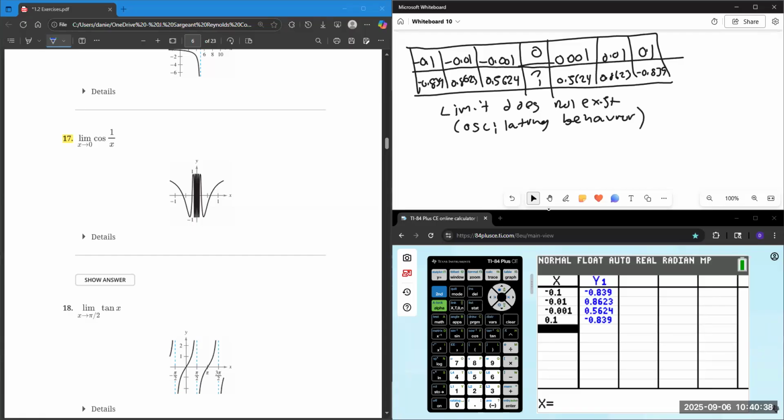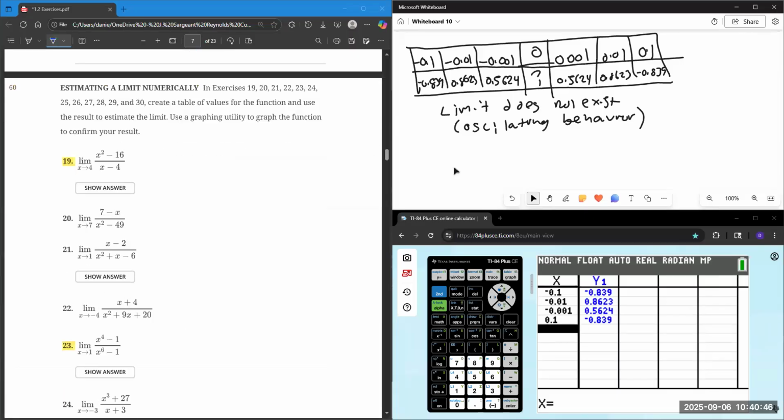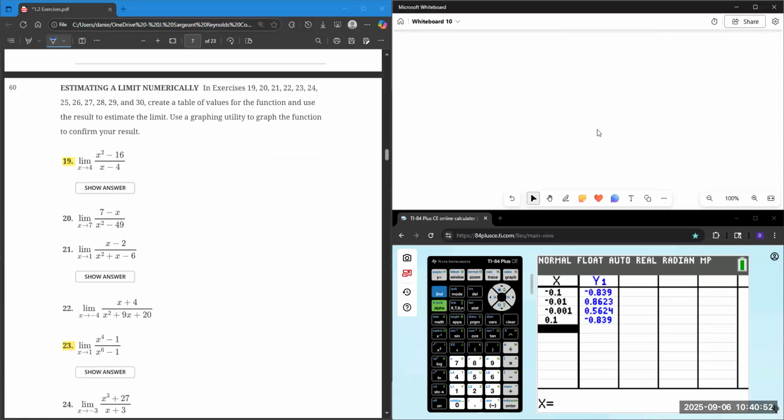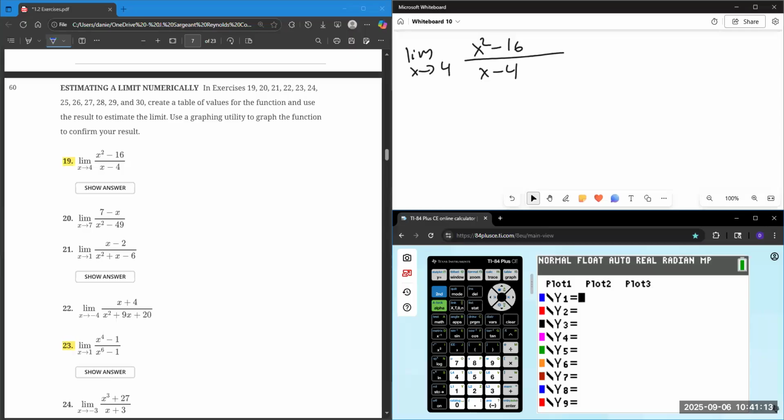Okay. Let's look now at number 19. Let's again create a table of values here. So the limit as x approaches 4 of x squared minus 16 over x minus 4 would be simple enough to do the algebra here, but that's not how we're supposed to do this.